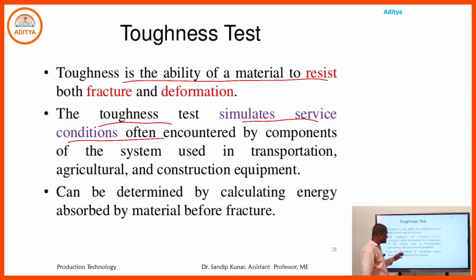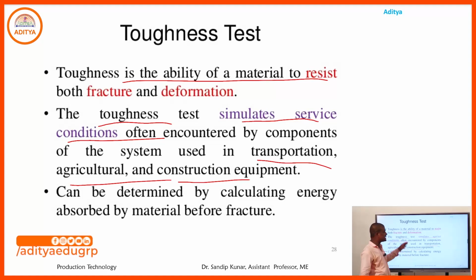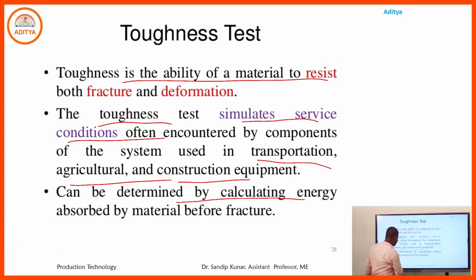We apply toughness in transportation, agriculture and construction equipment. That is very essential in the case of toughness data. It can be determined by calculating the energy absorbed by the metal before fracture. Before fracture, we calculate the energy.